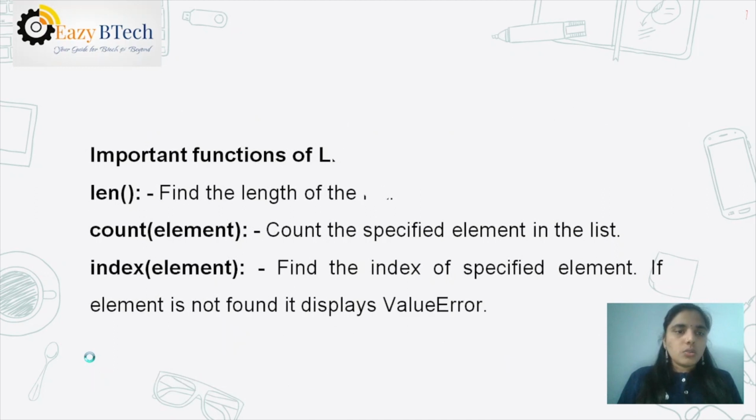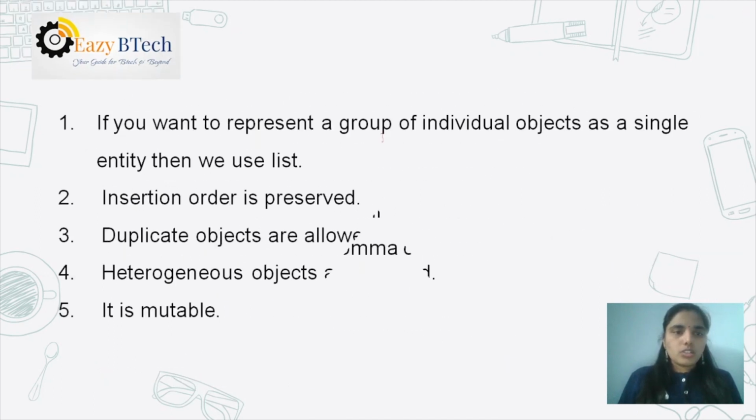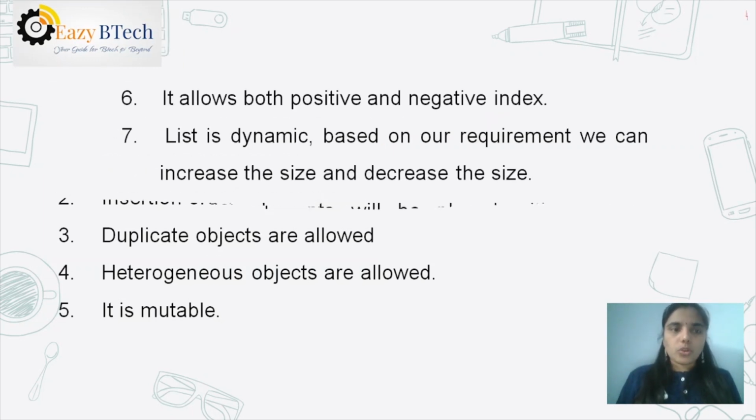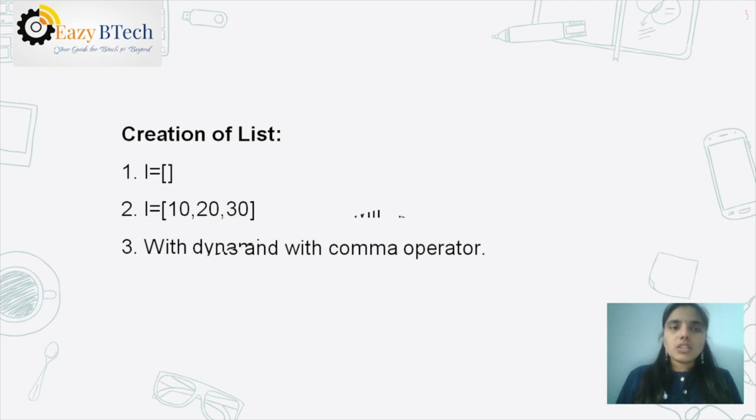Okay, so in this session I covered the list topic. So what is a list? If you want to represent a group of individual objects as a single entity, then we use the list type. Insertion order is preserved, duplicate objects are allowed, heterogeneous objects are allowed. It is mutable. So it allows both positive index and negative index also. A list is dynamic. Depending upon our requirement, we can increase and decrease the size. A list is enclosed within square brackets.